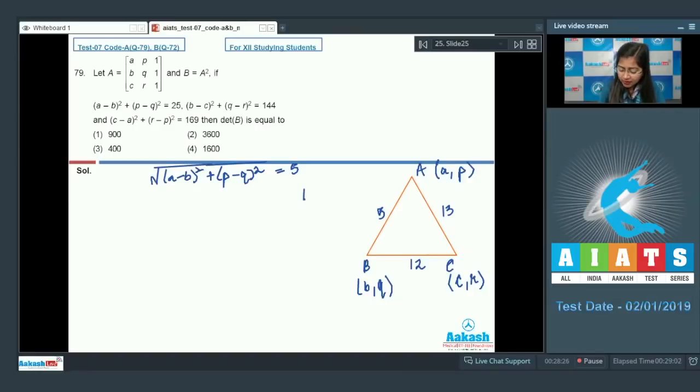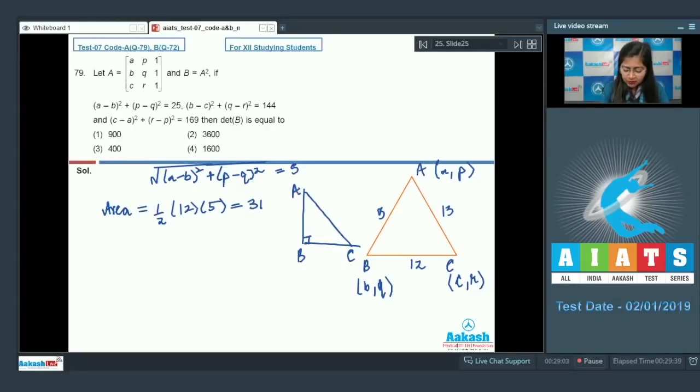So here we can see that this triangle is a right angled triangle where this is B, this is A and this is C. Now here we can see that the area of the triangle ABC is equal to half into 12 into 5, which is equal to 30, right? Also its area 30 can be written as half into determinant of [a, p, 1; b, q, 1; c, r, 1], right? This is what we get from here.